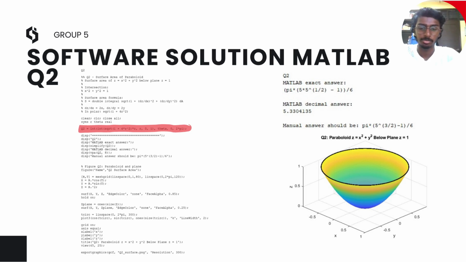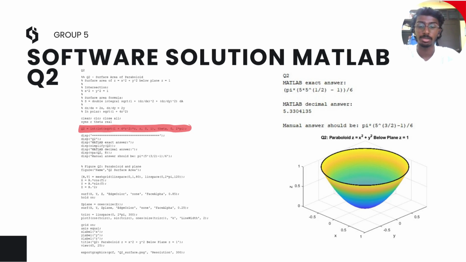Now I will present the MATLAB simulation for question 2. For question 2, we need to find the surface area of the paraboloid below the plane z equals 1. The manual calculation gives the final answer as pi over 6 with the bracket 5 to the power of 3 over 2 minus 1. So the purpose of the MATLAB solution is to verify this answer and show the 3D surface. First, we identify the boundary. Since the paraboloid is below the plane z equals 1, we substitute z equals 1 into the equation. This gives a region that is a circle with a radius 1.